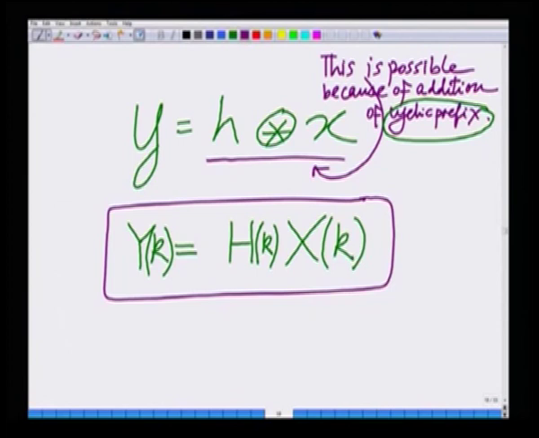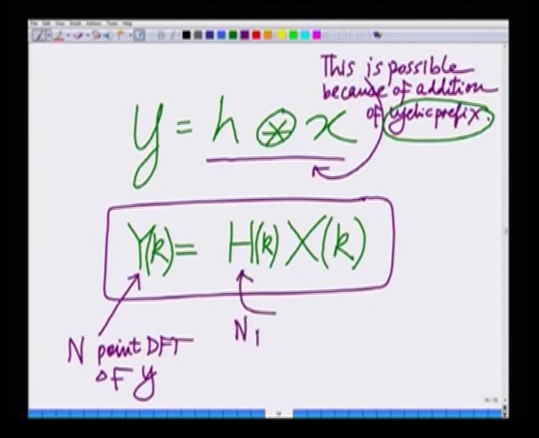Let me again define each of the terms in this. Yk, this is nothing but, in fact, let me make it additionally clear, this is the n-point DFT of y.